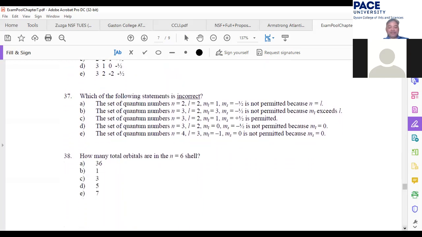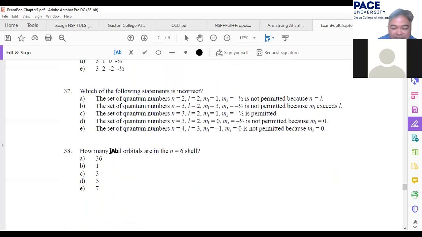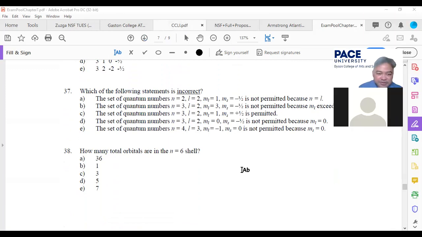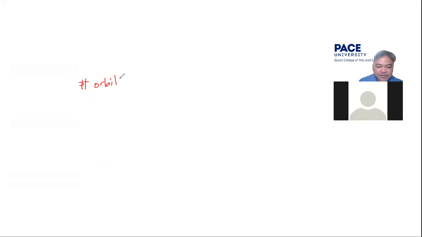Okay? Now this one, this is the thing that maybe we didn't tackle directly, but you can get the number of orbitals by just the n. What's the formula there? Number of orbitals by just looking at the n. So I'm going to give this to you. Number of orbitals equals n squared.